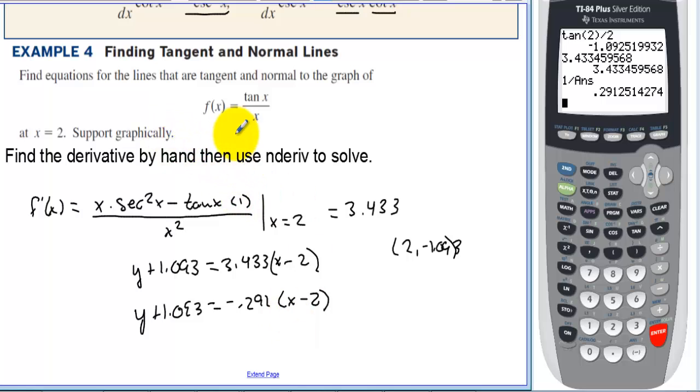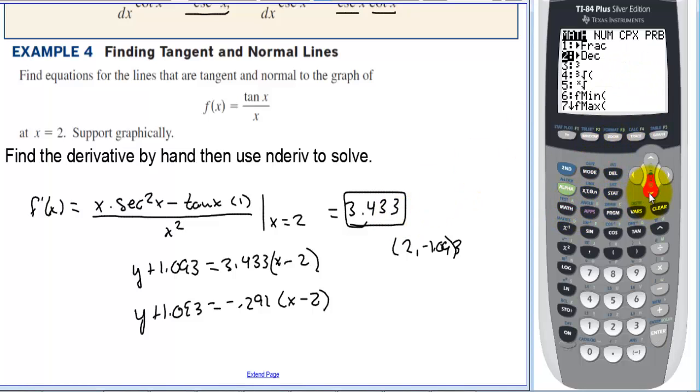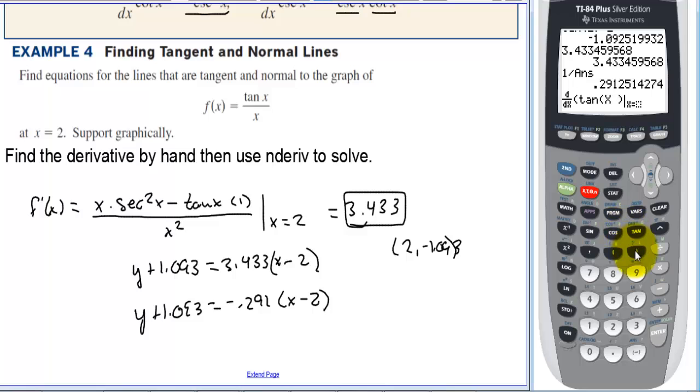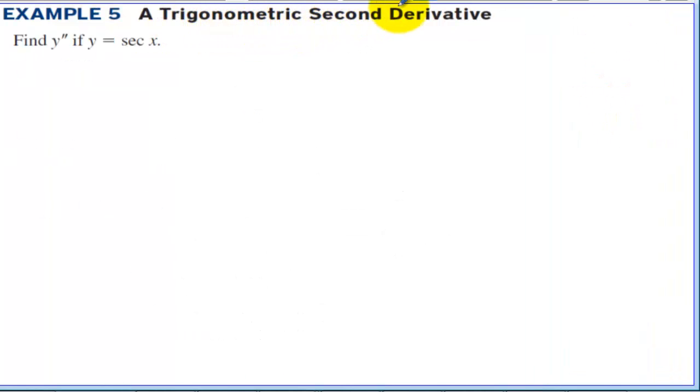Now we're going to get this value right here, 3.433, using our calculator, and we can do that in math. We go to math, and if we arrow down to nDeriv, let's see, this calculator is a little slow. There it is, number 8. So we can press 8 or enter. And we're going with respect to x. Here's the function, tangent of x divided by x. And then this is your evaluation bar, and we're evaluating this at 2. So there's the 3.433.